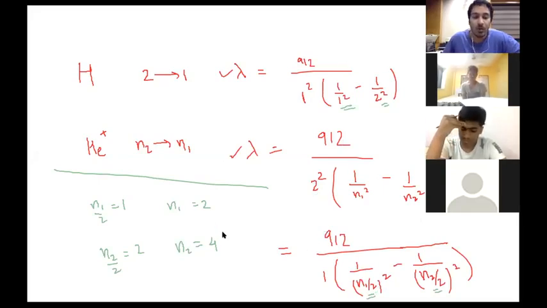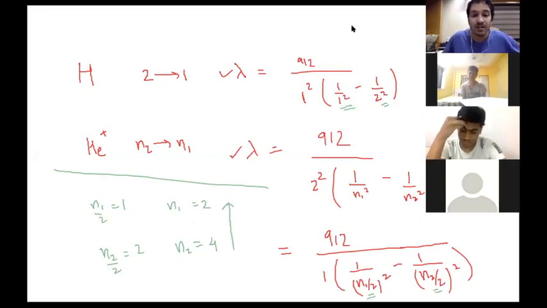So what is clear from here? That hydrogen atom में 2 से 1 में जो photon निकलता है, वो same photon helium plus में 4 से 2 transition में निकलता है. Okay, that same photon is emitted in helium plus when the transition is from 4 to 2.